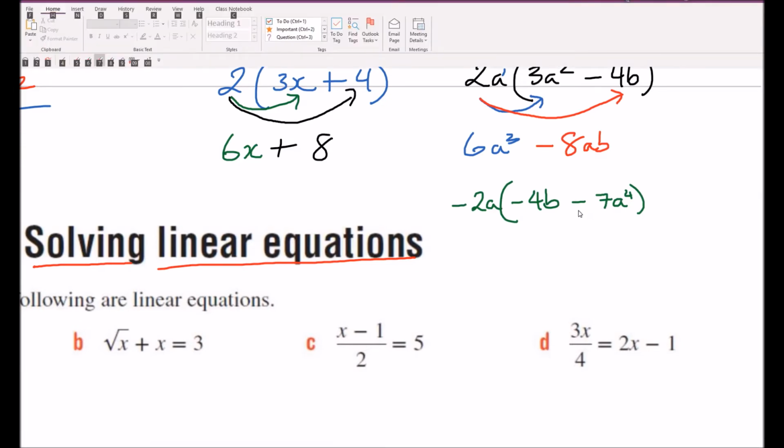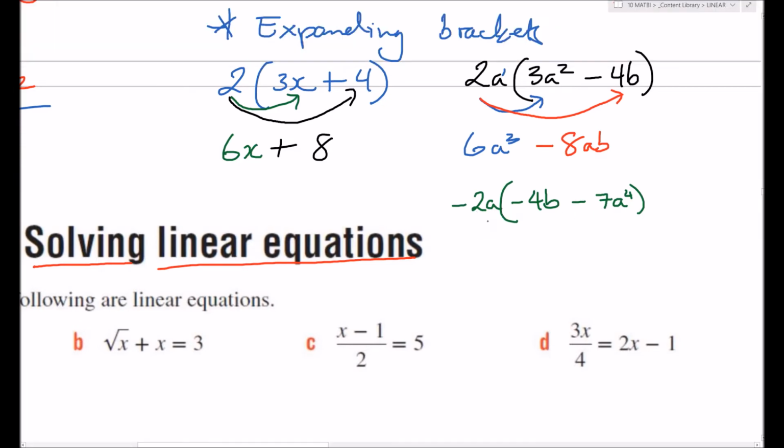So remember again, you're multiplying that term on the outside with the term on the inside. So in this case, it's negative 2a times negative 4b. We'll start with that. Now, when you do that, remember the negatives. When you multiply two negatives together, it becomes a positive. So negative 2 times negative 4 will give you a positive 8. A and B cannot be added together, so we leave them as just A and B.